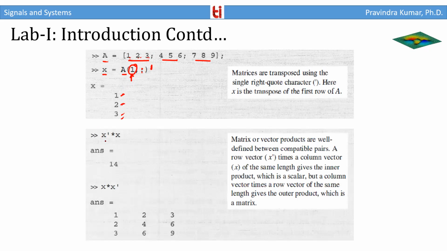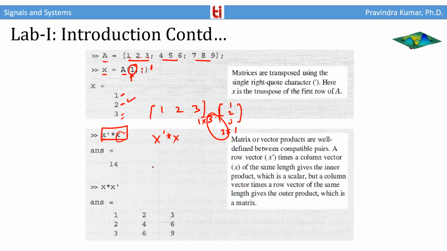Now, you know, x dash is the transpose of this x, it will be 1, 2, 3. And this is 3 by 1. And the other is x, it is 1, 2, 3. This is 1 by 3. So matrix dimensions are matched. So simple multiplication is possible. That's why this is written x dash into x. Simple multiplication is possible, and this is your answer.